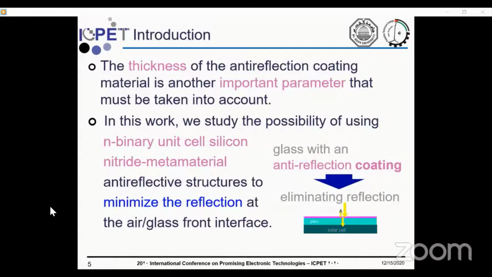In this work, we study the possibility of using an n-binary unit cell silicon nitride metamaterial anti-reflective structure to minimize the reflection at the air glass interface. So we used a new approach to minimize reflection. In other words, to increase transmission through these structures.